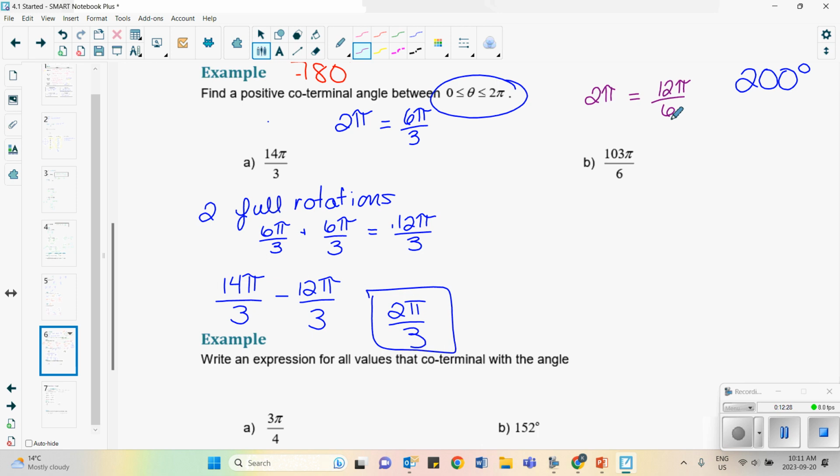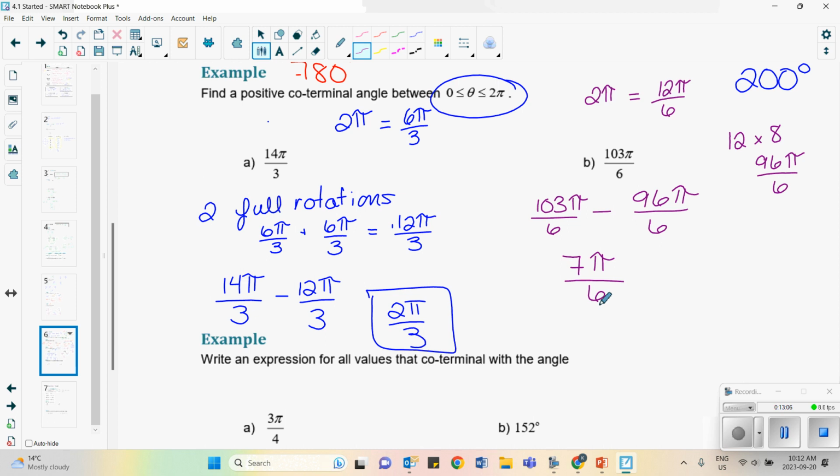So what did I have to multiply 12 by? 12 by 8 gave me 96. So from this, we can take out 8 full rotations, which would be 96 pi over 6. So then we're going to take 103 pi over 6, and we're going to minus 96 pi over 6. And how much am I left with? 7 pi over 6.